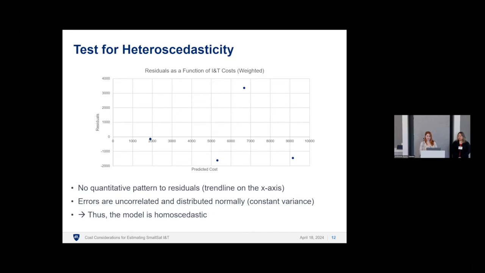So next, testing for heteroscedasticity. We're checking to make sure that there's no pattern in the residuals, and you can see here that there isn't. The trend line would be right on the x-axis at 0. So the errors are uncorrelated and distributed normally, and the model is homoscedastic.